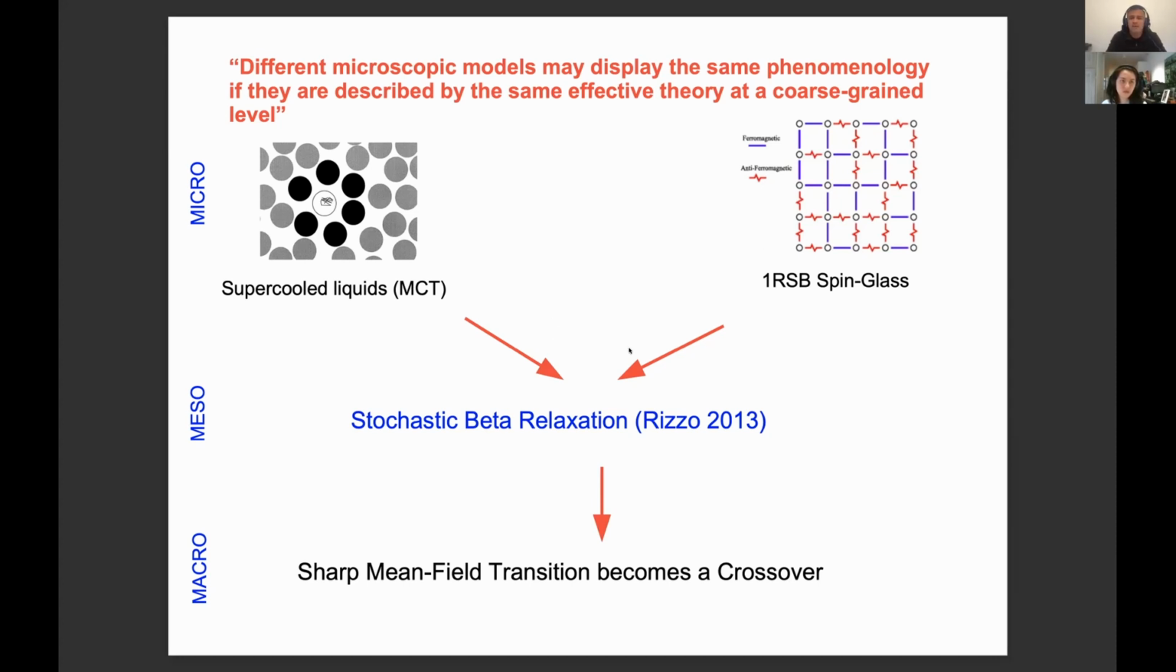By using symmetry arguments and so on, you can devise how this theory should look, and you end up with something a little bit technical, but an object that is rather intuitive. And the important thing is that with these equations, which I call stochastic beta relaxation equations, you obtain that the sharp mean field transition becomes a crossover.